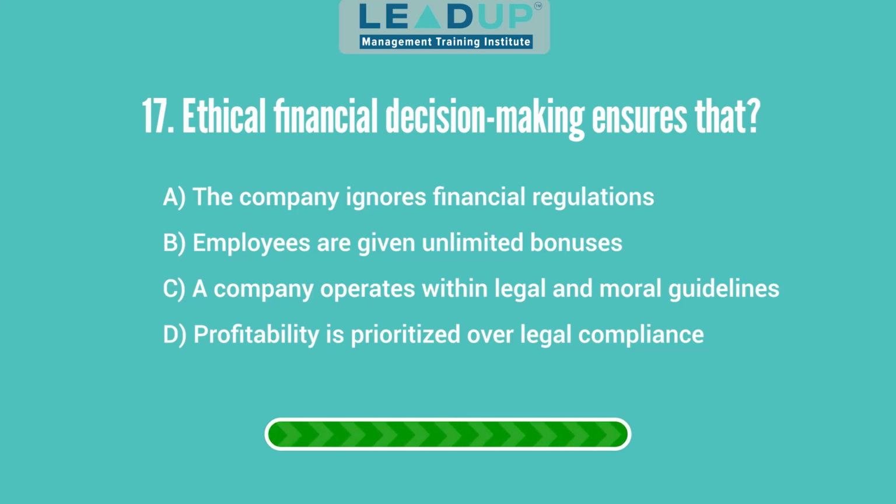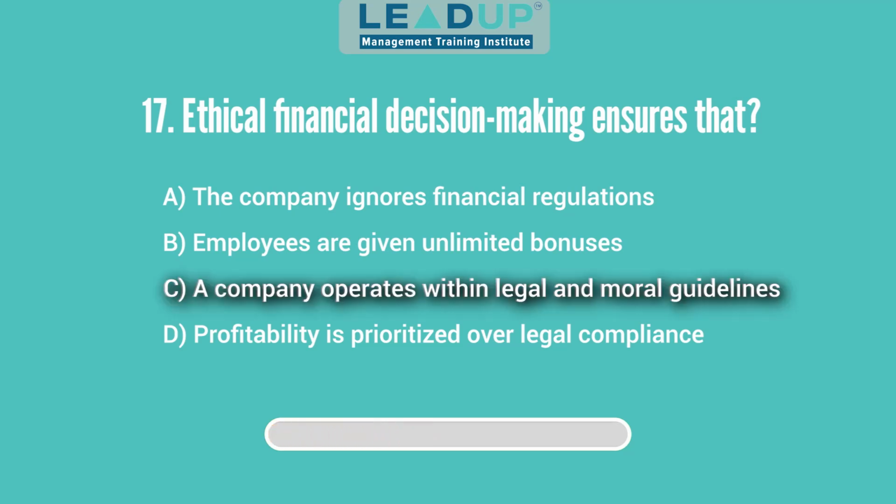Question 17. Ethical financial decision-making ensures that A. The company ignores financial regulations. B. Employees are given unlimited bonuses. C. A company operates within legal and moral guidelines. And D. Profitability is prioritized over legal compliance. Answer: a company operates within legal and moral guidelines.